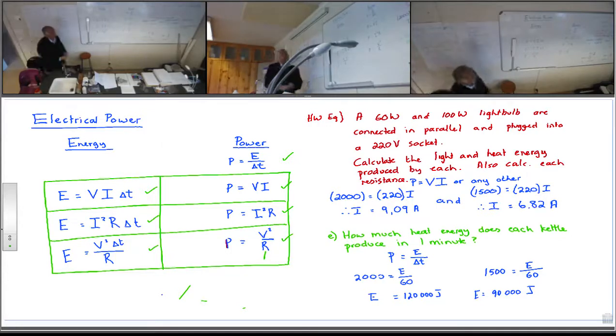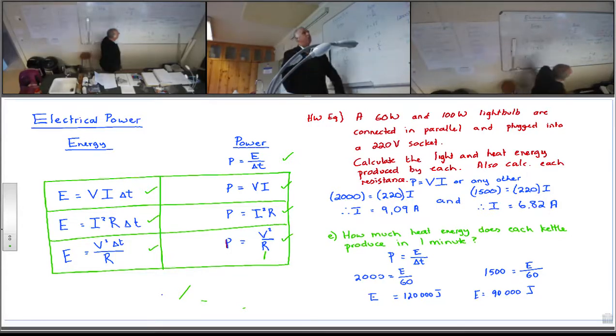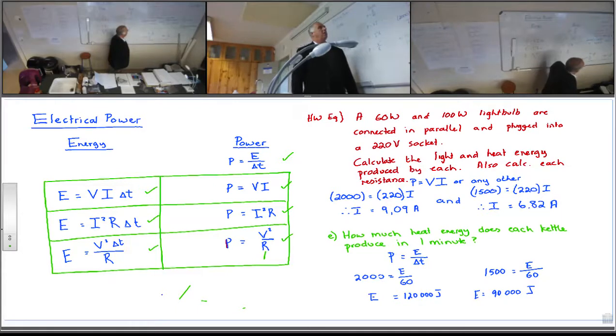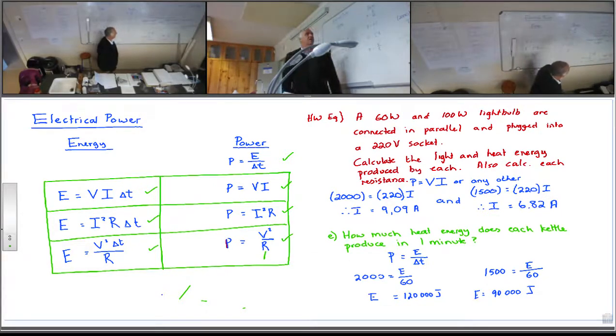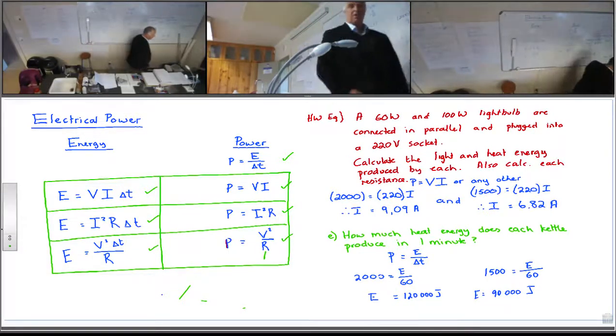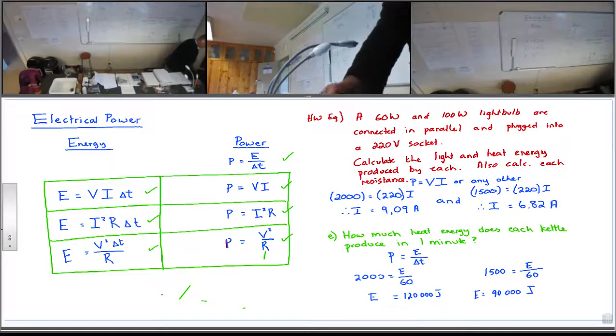Right, that's your homework. A 60 watt and a 100 watt light bulb are connected in parallel and plugged into a 220 volt socket. Calculate the light and heat energy produced by each. Also calculate each resistance. Thank you. I'll see you tomorrow. Make sure that's done for homework.